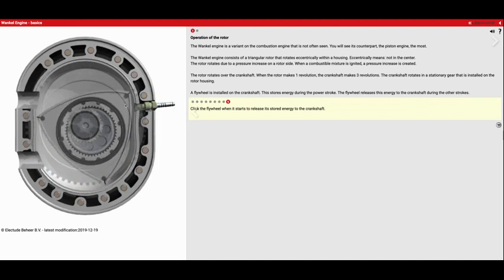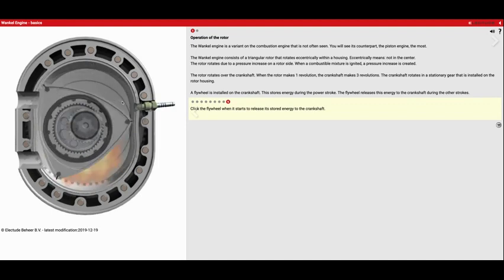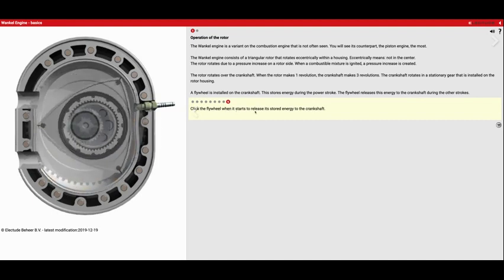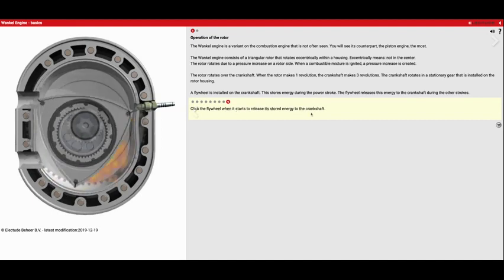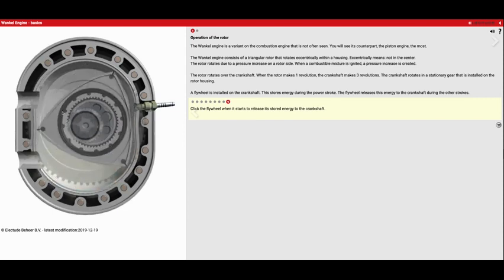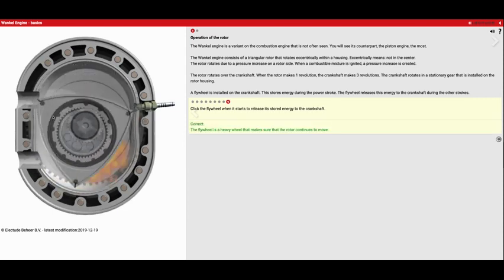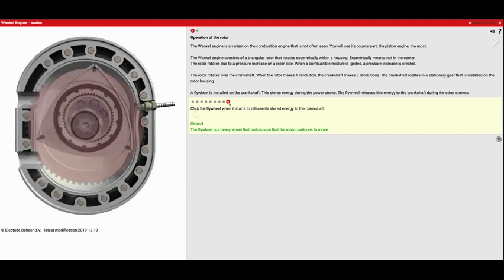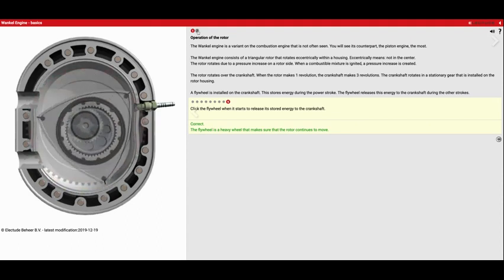and now you can kind of see the silhouette of the flywheel going around there. And what they want us to do is click on the flywheel when it starts to release its stored energy to the crankshaft. So right after you see the flame is when you want to click this. Right there. And you might have to try a couple times. It's a little tricky. Right after you see the flame, you want to click it. And we're going to move on to the second bullet point.